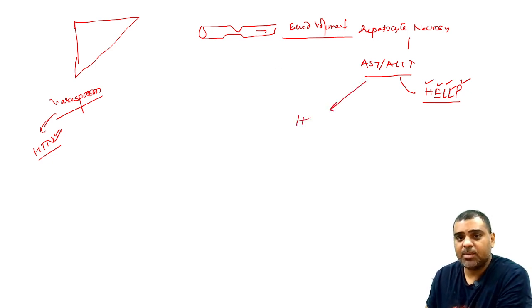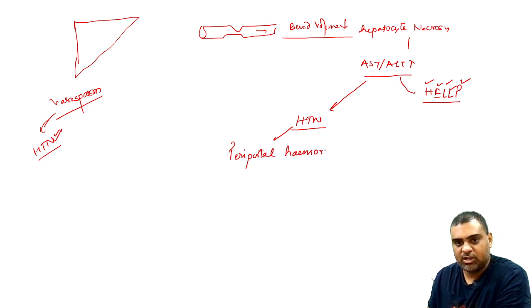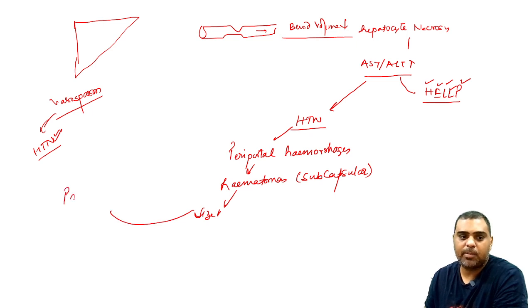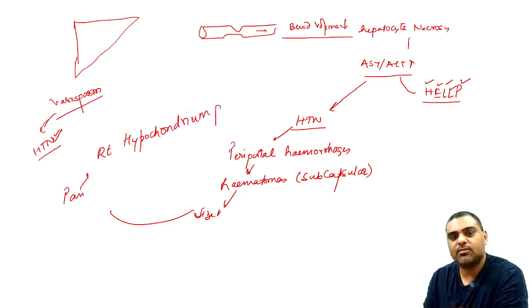Secondly, because of the hypertension, if the disease progresses further, there can be periportal hemorrhages, and there can be formation of hematomas. These hematomas are subcapsular. And if the hematoma size increases, they can cause pain. They can cause right hypochondrium pain, or they can cause epigastric pain.